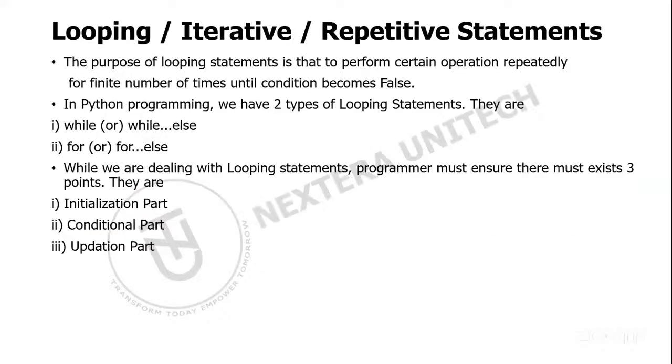Right? So the next type of statements that we have under flow control statements is looping statements. What is the next type? Looping statements, also called iterative statements, also called repetitive statements. These are different names, but they all mean the same. In short, they represent loops. What is the purpose of looping statements? We can perform an operation for a finite number of times.